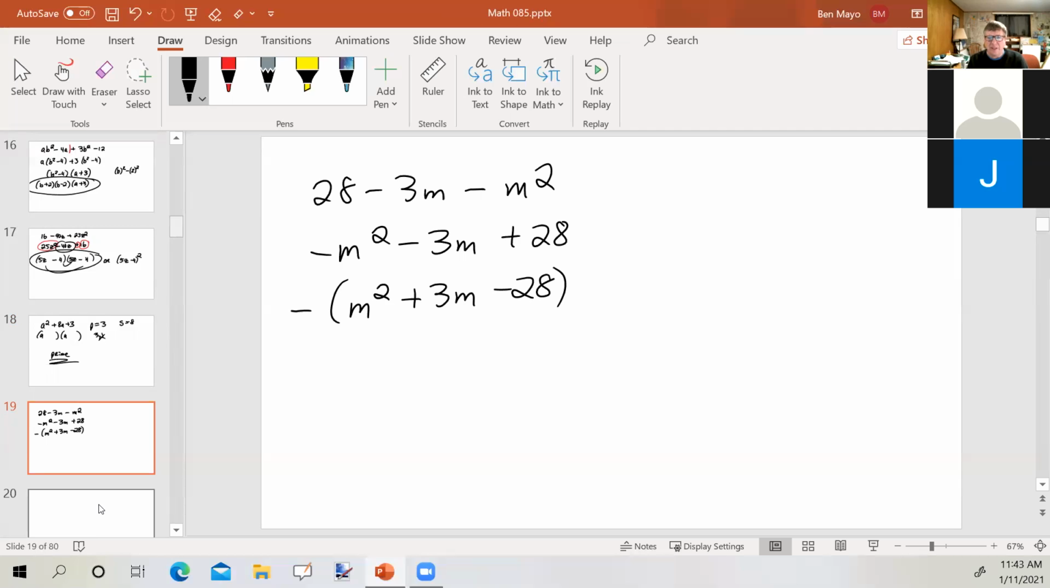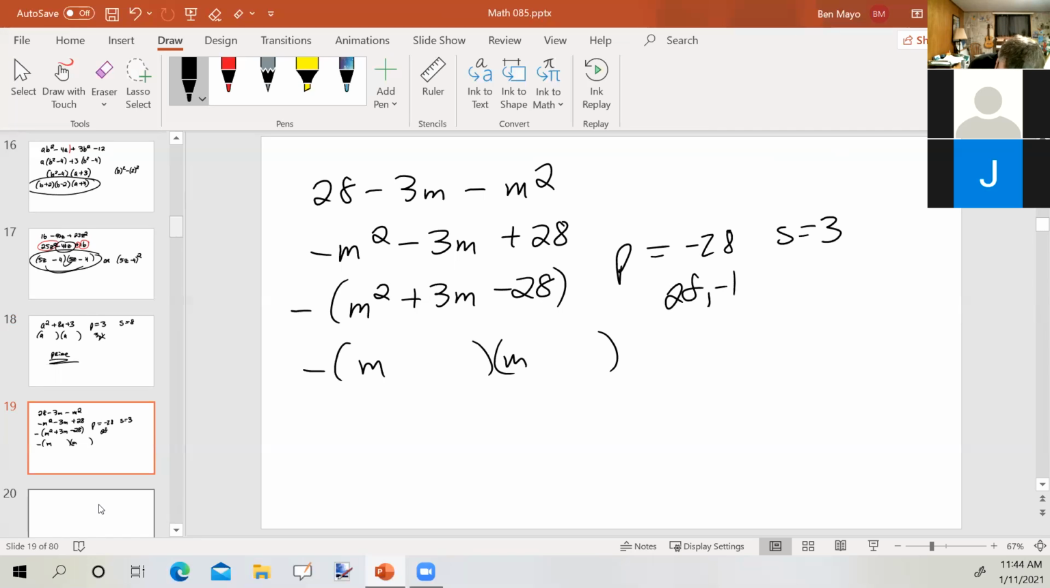What I've got left isn't a perfect square, but it does have a leading coefficient of 1. So I'll split up the leading term as an m and an m. Now my product is negative 28 and the sum is 3. So I need a positive and a negative factor. Adding them together, I get a positive sum, so the positive factor has to be larger.